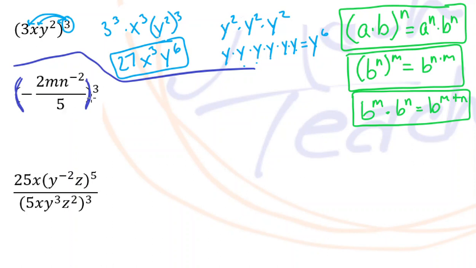There's really not a whole lot of simplifying I can do inside the parentheses. There's a little bit. I can take that n to the negative 2 power and move it to the denominator. So maybe I'll do that first. So this is negative 2m over 5n squared, right?